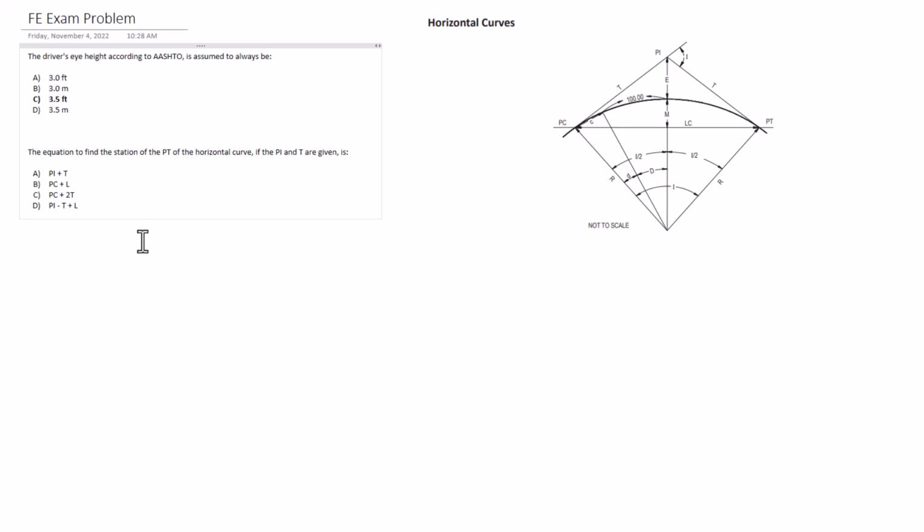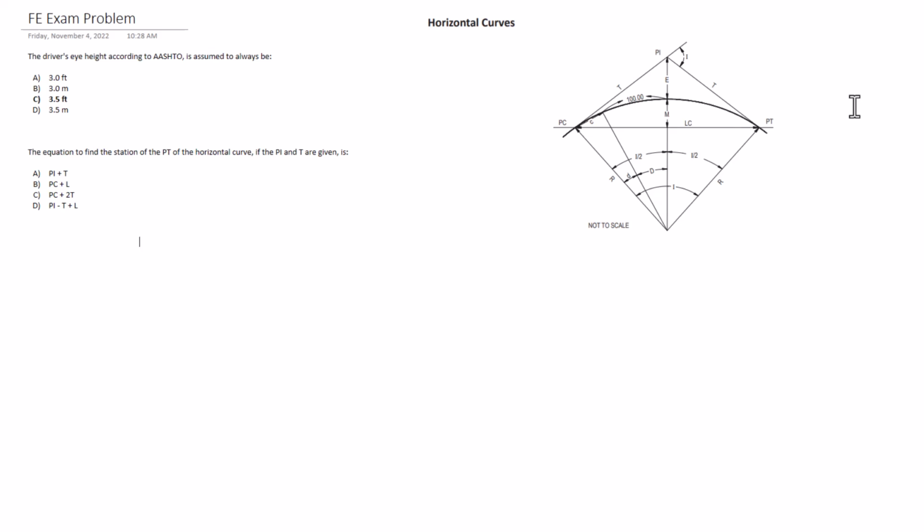So now let's get to this problem here. The equation to find the station of the PT of the horizontal curve if the PI and T are given is what? So this is an interesting problem. This is another conceptual problem that can be on the FE exam. You can solve this problem using information from the FE handbook, but it's not exactly apparent what you're going to need. You can piece the things together, but it's going to be in its own style, right? You're not putting in numbers or anything like that and getting a definitive answer.